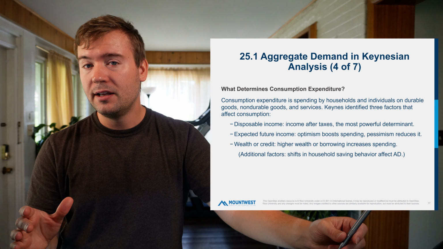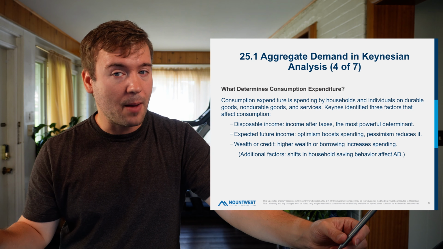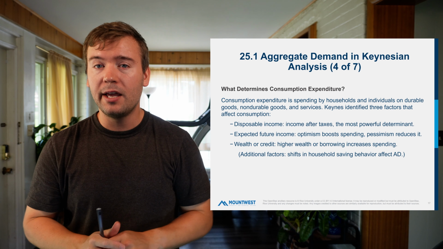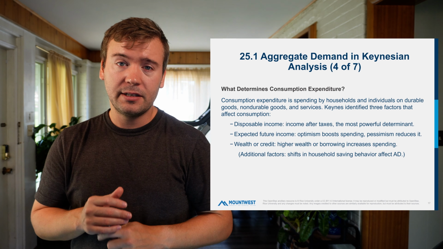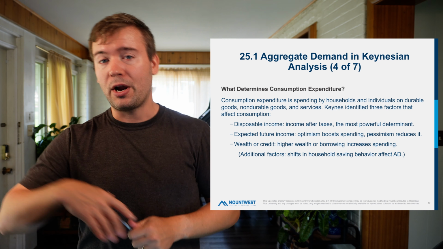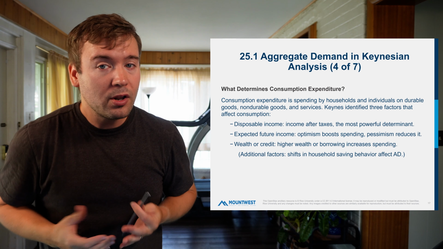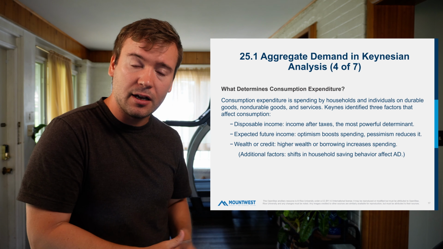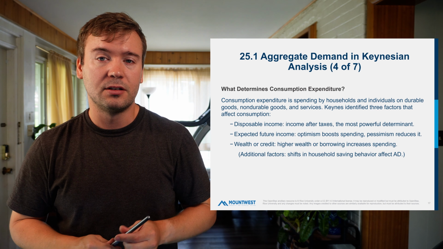The second is the expected future income. If consumers are optimistic about their financial future, maybe they expect they're going to get a raise, or they're going to have stable employment, or they're about to get a new job, or they're going to graduate from college and they think, money's going to roll in. They're more likely to spend today before they actually have that money. They might even take on some credit card debt, right? And that boosts aggregate demand.